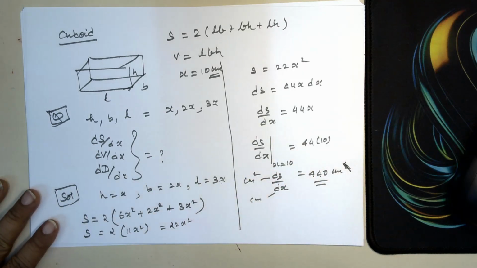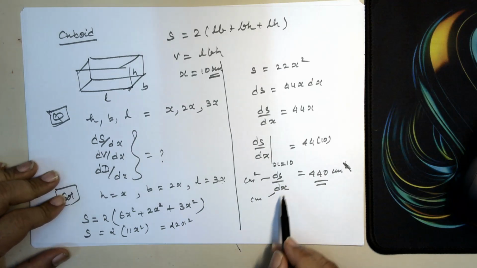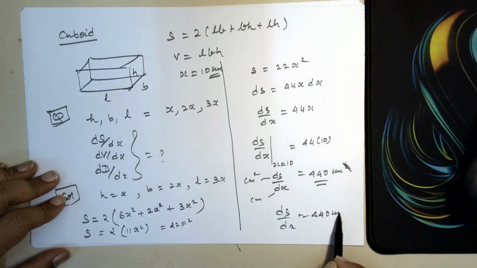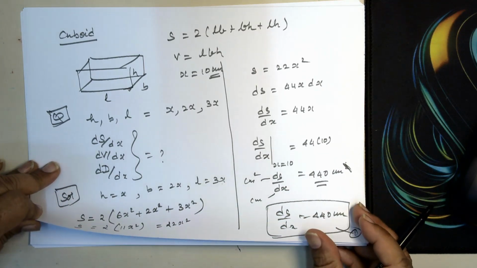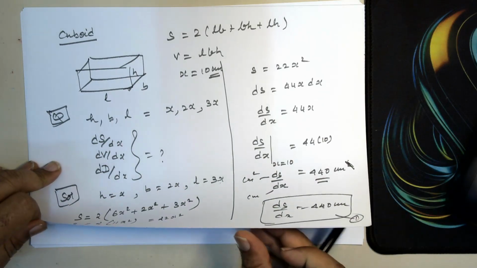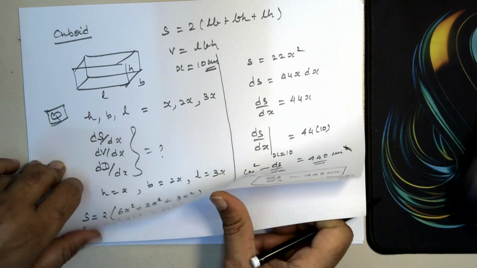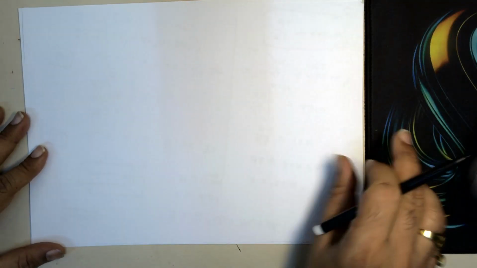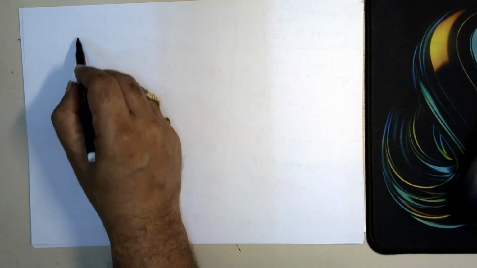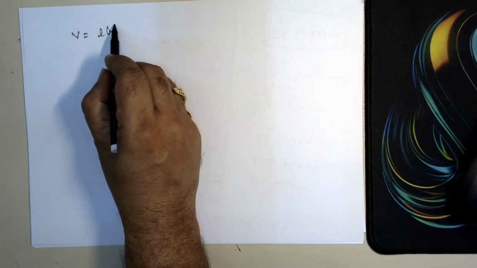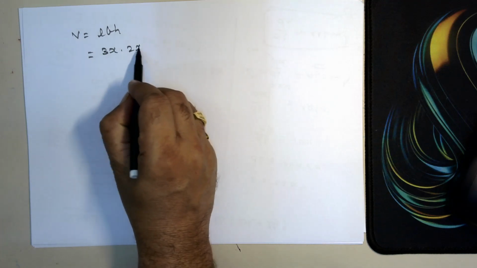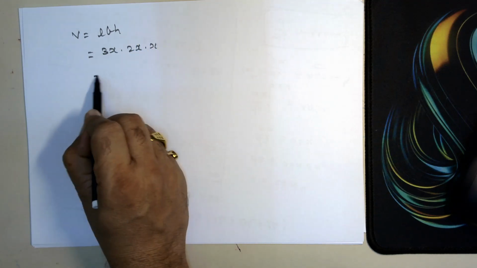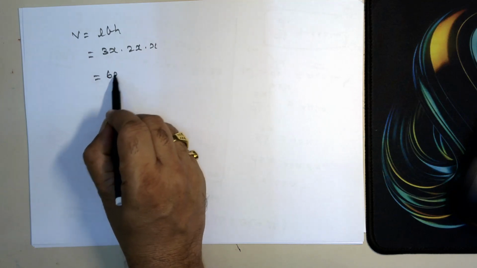Okay. Next. Now let us consider. So we have got one value. What is that? dS by dx is equal to 440 centimeter. Okay. This is the first answer. Now let us proceed with the second. Volume. Volume of cuboid. What is that? L into B into H. What is L? Tell me. 3x. 2x. Then x. So it means 6x cube.